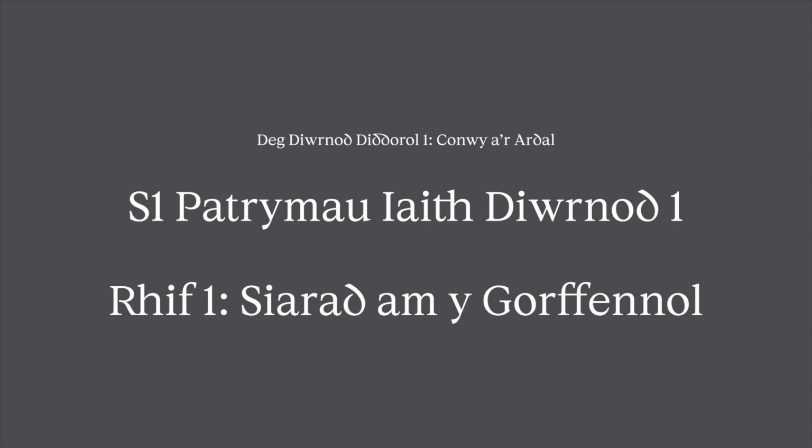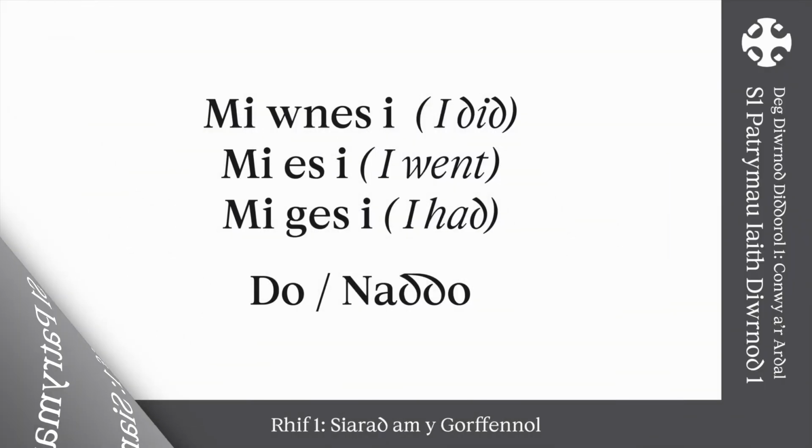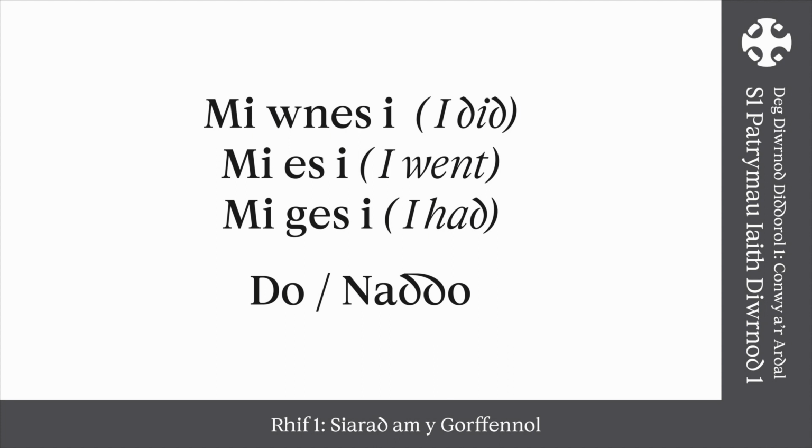Rhif 1. Siarad am y gorffennol. Talking about the past. Using the irregular verbs gwneud, to do, mynd, to go, and cael, to have, in the past, is a major part of learning Welsh. Mi wnes i, I did. Mi es i, I went. Mi ges i, I had.